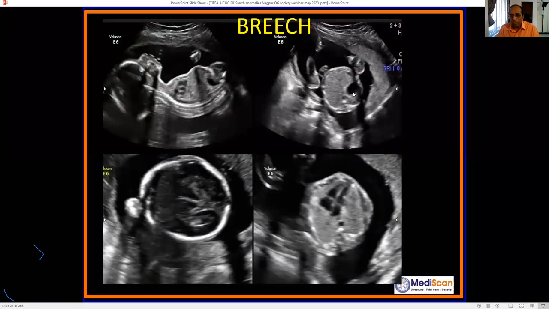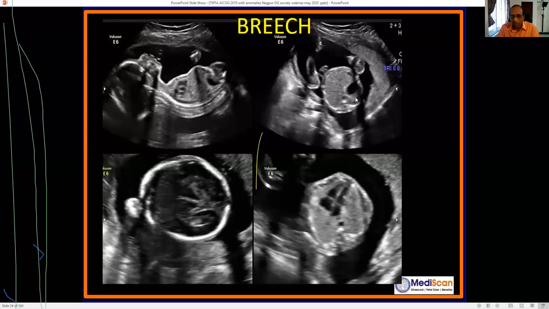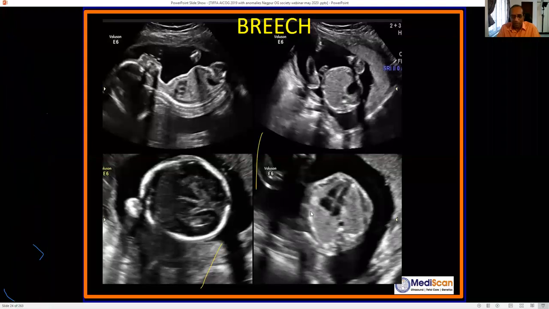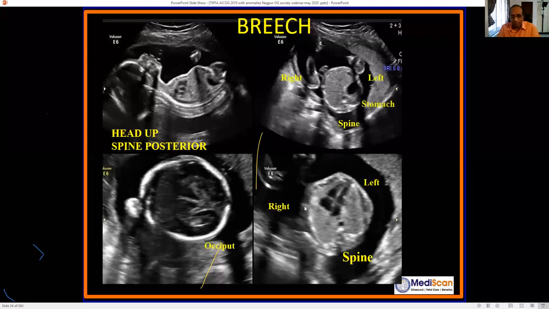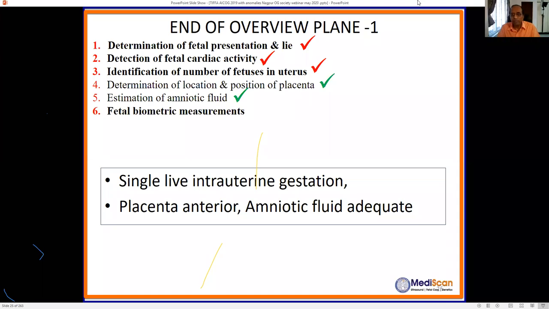Then this is the spine, stomach, and the portal vein going in the anti-clockwise direction. The side where the stomach is will also be the apex of the heart. So that tells us that the situs is fine here. Once we have identified this, we have finished the overview plane.